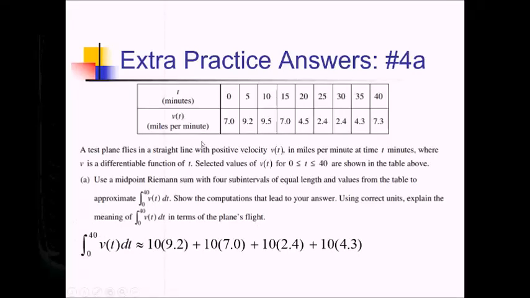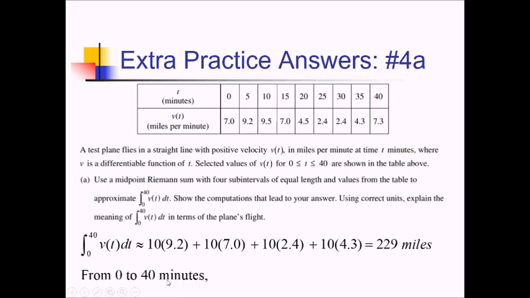And since the original was in miles per minute, integrating that basically multiplies it by a time unit, canceling out the minutes. So that just leaves us with 229 miles, which kind of makes sense. I mean, if you're trying to figure out the total change, given this rate of change of velocity, the total change is going to be in miles. So what does this mean? This means that from 0 to 40 minutes, so we need a time unit in here, from 0 to 40 minutes, our plane is flying a total of 229 miles.